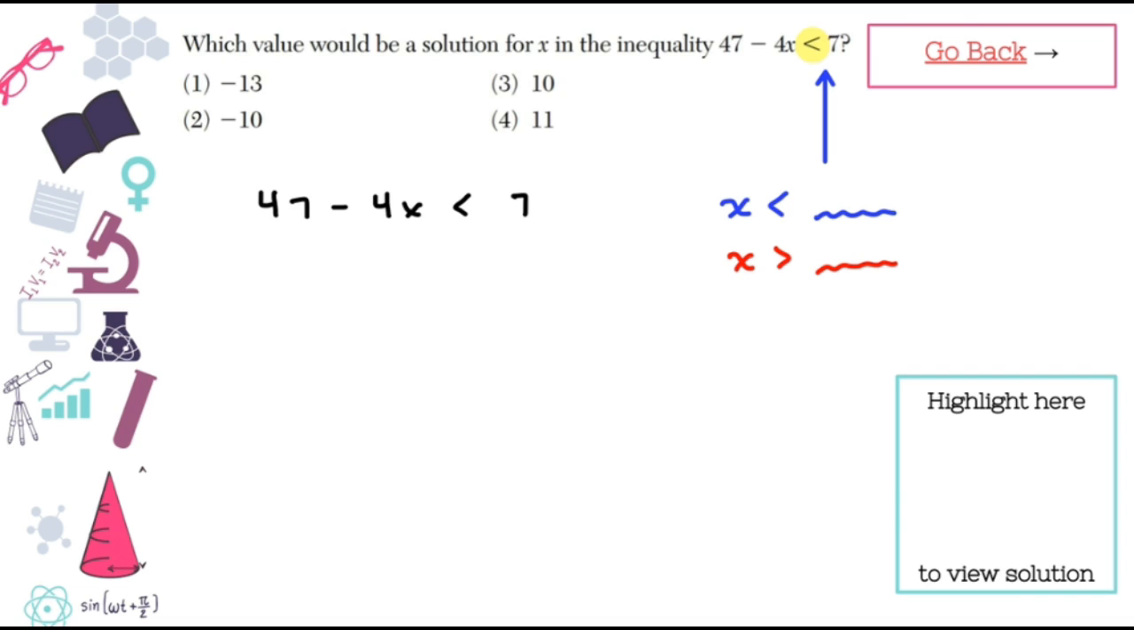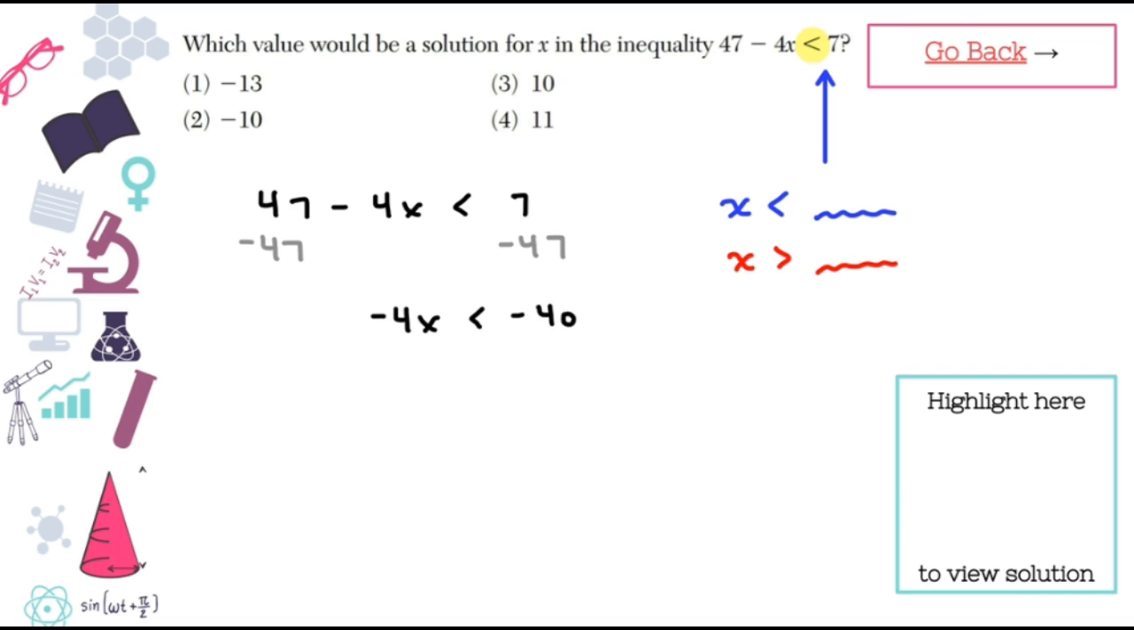So what I'm going to do is just combine like terms here. So I'm going to subtract 47 from both sides of the inequality. And this leaves a negative 4x on the left-hand side of the inequality. This is less than, and then I have a positive 7 and I subtract 47. So this will leave a negative 40.